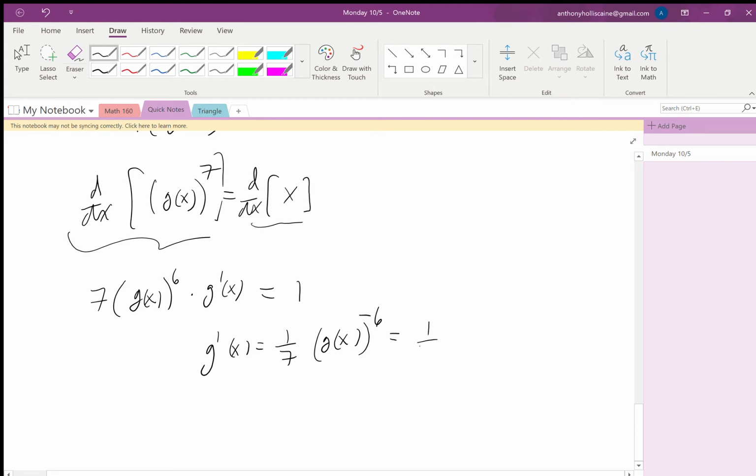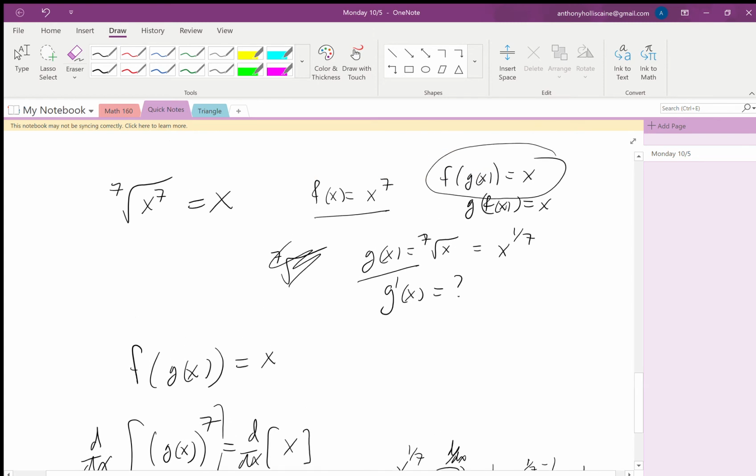This is 1/7, and then g of x was x to the 1/7 power, and that's being raised to the 6. This is 1/7, and I have x to the negative 6/7, which is exactly what the power rule says if I started with x to the 1/7 and I take a derivative. I have 1/7 x to the 1/7 minus 1, which is 1/7 x to the negative 6/7 power.